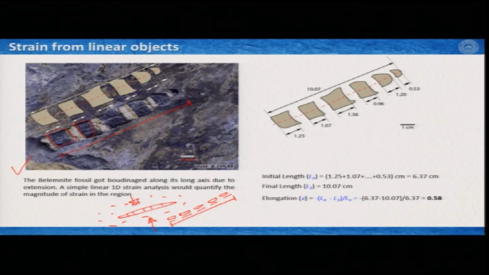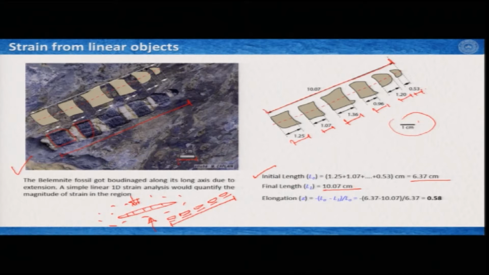In this image the photographer has given a scale, and if I see here this individual one out of this scale, I can actually figure out the length of these individual budins, or individual segments of this belemnite. So if I add them together, I get the initial length, and the way they are disposed, including the gaps in between, is my final length. In this image, the initial length is 6.37 centimeter and the final length is 10.07 centimeter.